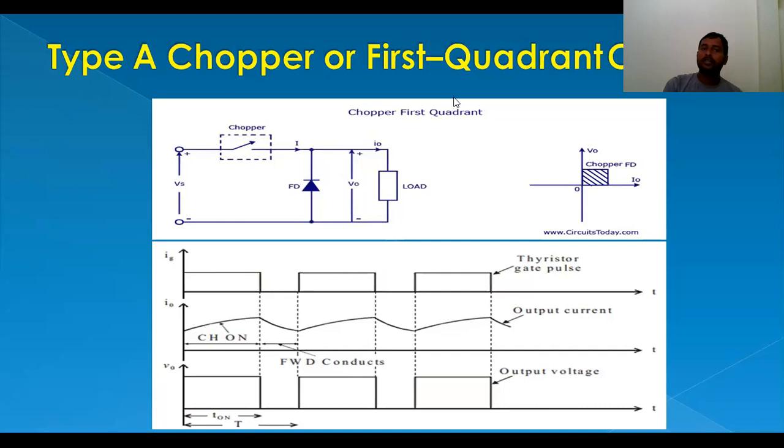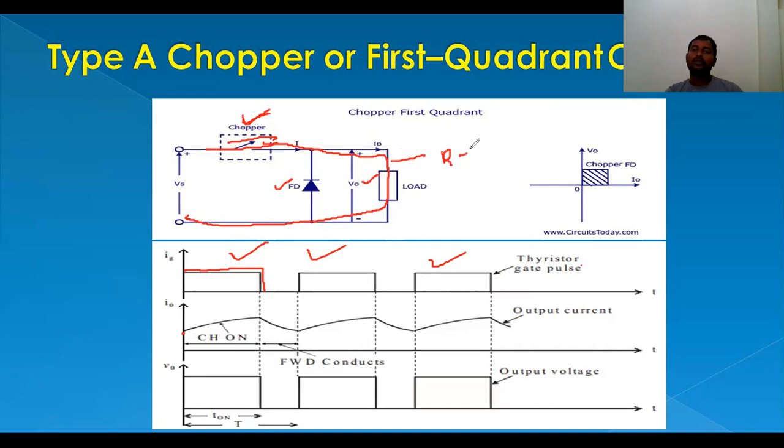So this is a chopper switch, freewheeling diode, output voltage, and this is the thyristor gate pulse. Thyristor gate pulse is given, and if the thyristor is on, continuous current flows like this, through the inductor. This is an RL load. Already told you, this is RL load only.